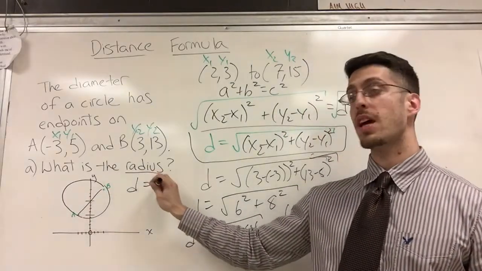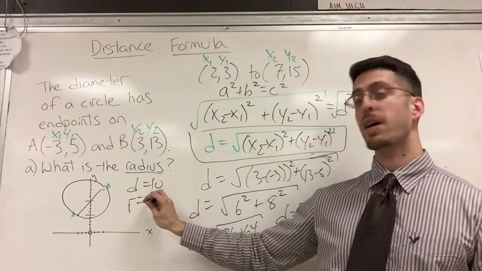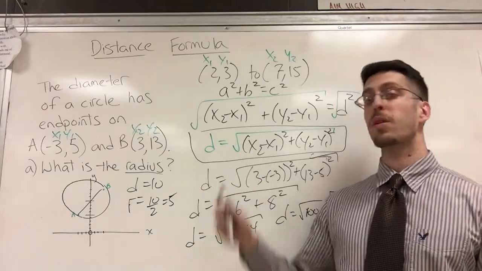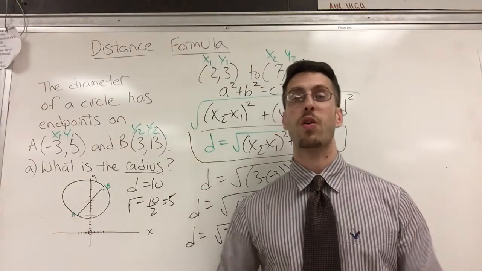Your diameter is 10, but I asked for radius. Think ahead. r equals 10 divided by 2, also known as 5. Remember this distance formula, it comes from the Pythagorean theorem. It works to find the distance between any 2 points on a graph.